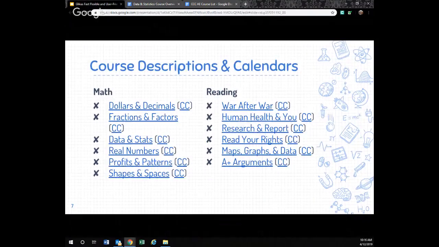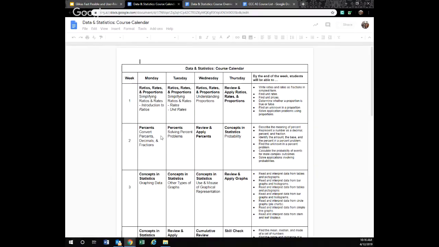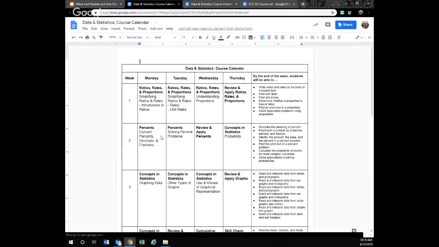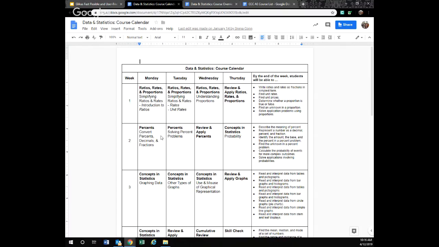The other component of that is the course calendar. This is more of what people would consider the curriculum. This is a guide for the teachers. It keeps them on pace and on track with all of the content that needs to be covered in this class. This is also a guide for students, so they know exactly what's going to be going on each day.